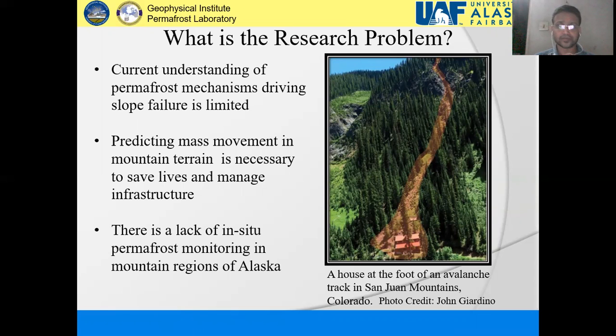Overall, the need to promote best land use practices is crucial to saving lives and reducing damage to infrastructure from mass movement. We want to certainly avoid catastrophic scenarios such as this image, where unfortunately a house is constructed at the foot of an avalanche track.